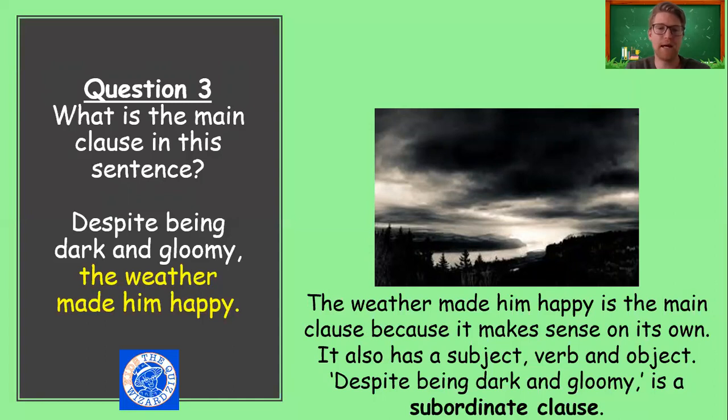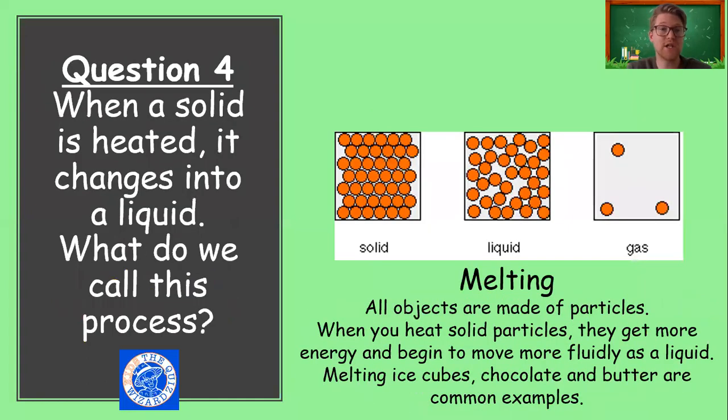The weather made him happy also has a subject, a verb, and an object. It's about him, the verb is made, and the weather. Well done if you got that. That's a trickier question.